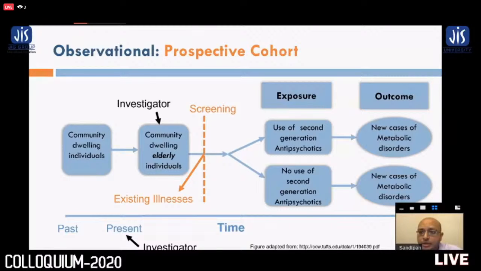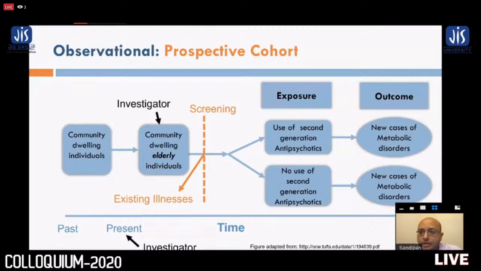So, having said all these things, what are the advantages and disadvantages of prospective cohort study? The advantages are that it indicates the temporal sequence between exposure and outcome, because we are going from one point to the other, to the future point, and we are trying to follow them up as completely as possible. So we know when the exposure started and when the outcome happened.